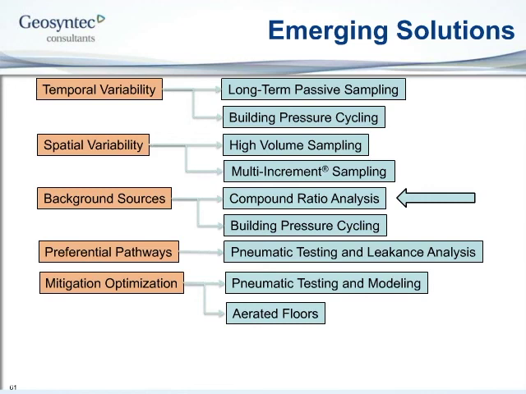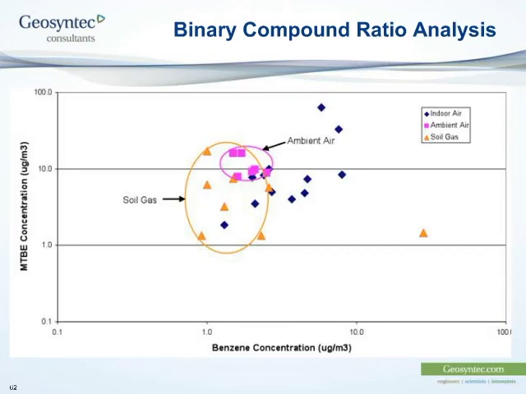So let's talk now about background sources. If you detect multiple chemicals, then you can plot the concentration of one chemical against the next and see whether samples from different media match up. For example, this is methyl butyl ether versus benzene. And you can see that the indoor air concentrations, the soil gas concentrations, and the ambient air concentrations not only have a similar ratio of one to the next, but also similar magnitudes. In fact, the soil vapor concentrations are actually lower in terms of benzene concentration than the indoor air concentrations.